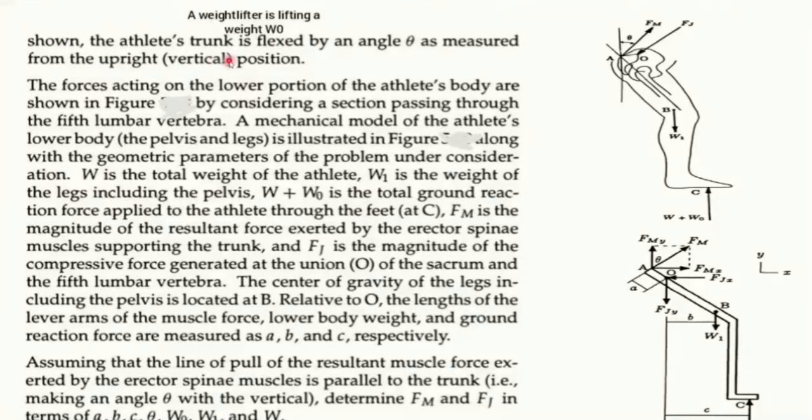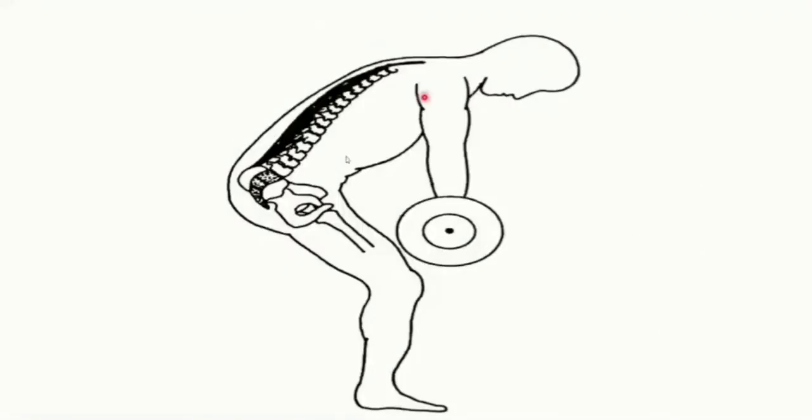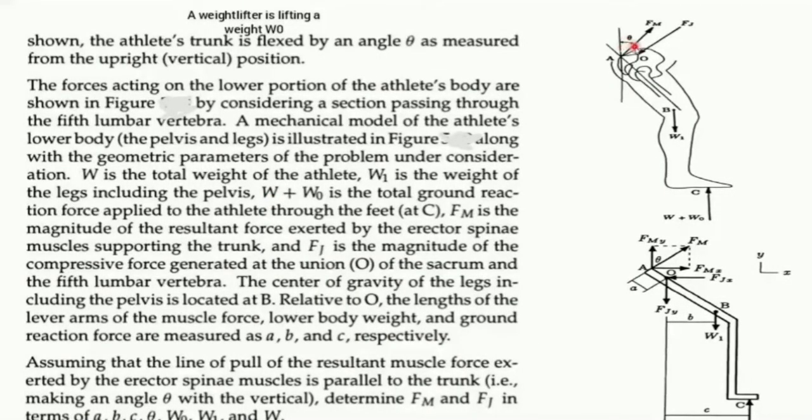The athlete's trunk is flexed by an angle theta as measured from the upright vertical position. So this is the athlete's trunk and it is flexed by an angle theta. It is represented very clearly here. So this is the angle theta. The forces acting on the lower portion of the athlete's body are shown in this figure, by considering a section passing through the fifth lumbar vertebra. So here is the section of the fifth lumbar vertebra.